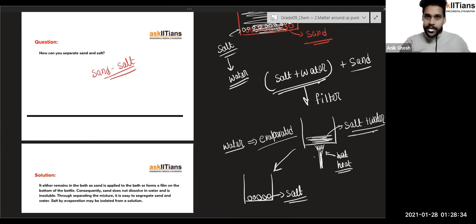Sand is getting separated. Now from the salt and water, you need to separate salt and water. What to do? Evaporation to dryness. You just evaporate it until the entire thing becomes dry. What would happen? The entire water would be gone, and the salt would be there in the beaker, right? So this is how you can separate the entire thing. Okay, so I think that was it.